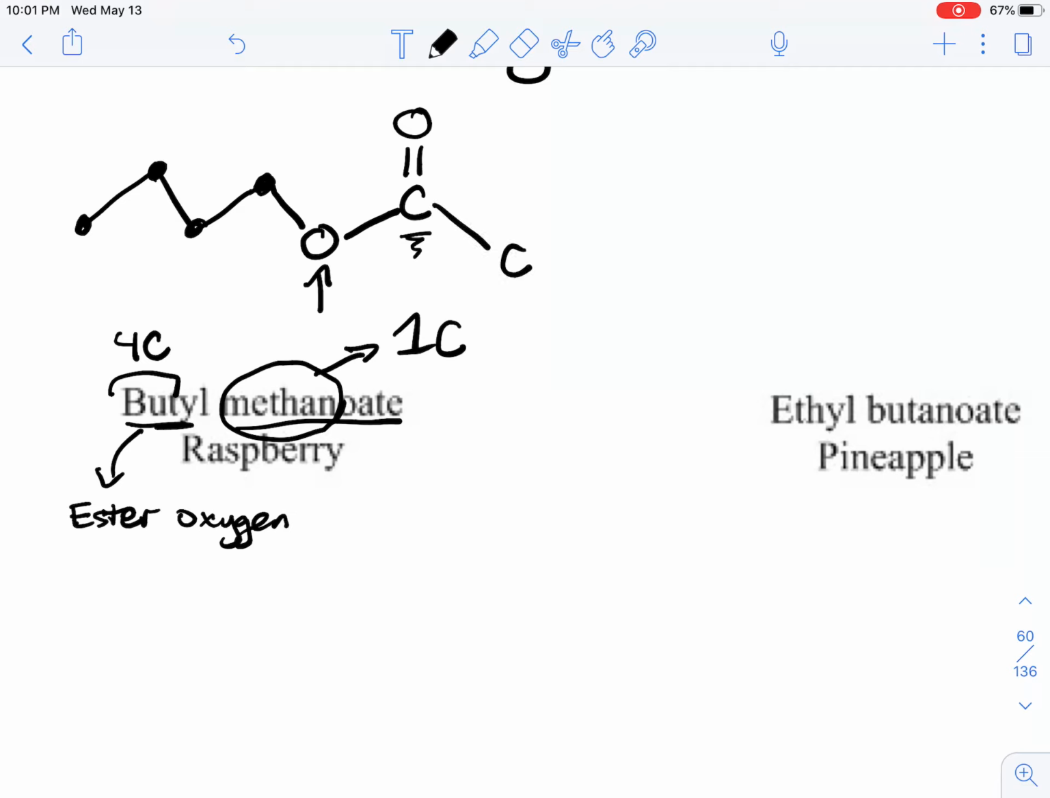If you do this, then that's a 2-carbon compound. Remember that my carbons need to follow the octet rule. So I have 1, 2, 3, so I need 1 more bond, and that's going to go to a hydrogen. So this is how you would draw butyl methanoate.